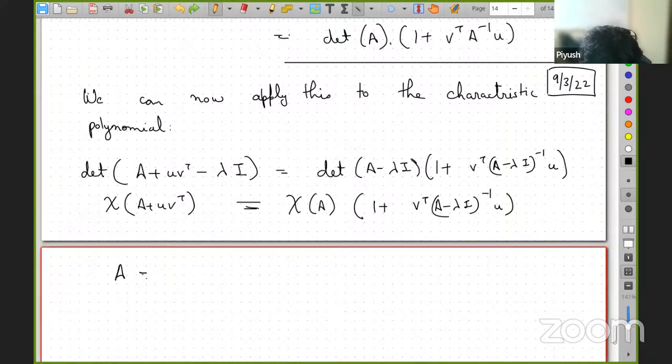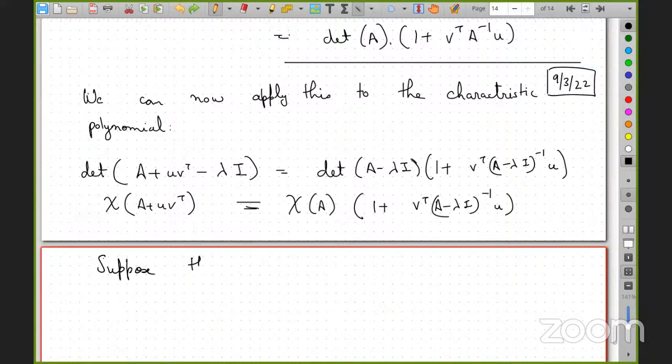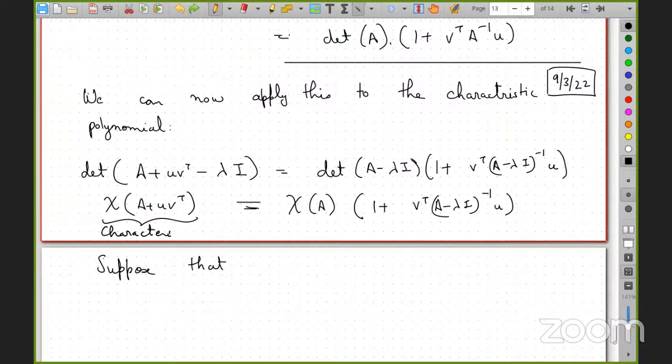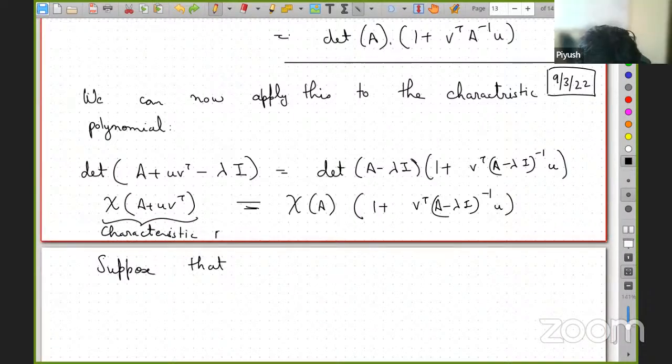So this is general. Sorry, what is chi? It's the characteristic polynomial, in lambda.